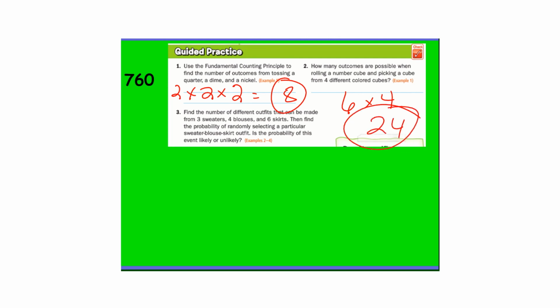Find the number of different outfits that can be made from 3 sweaters, 4 blouses, 6 skirts. So we have 12 times 6 is 72 outcomes. And then it says find the probability of randomly selecting a particular outfit. So that's one outfit. That's 1 out of 72. Is the probability likely or unlikely? I would say this one is very unlikely. 1 out of 72. So there's your answer for number 3.